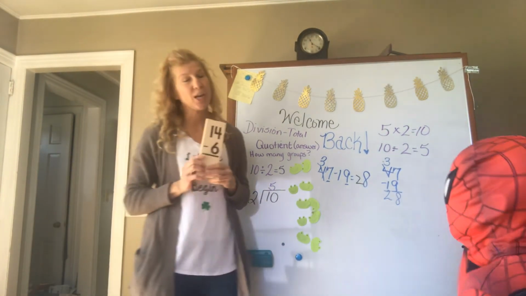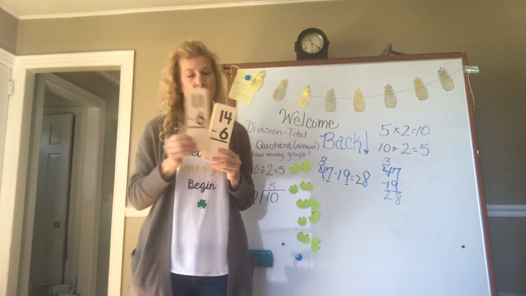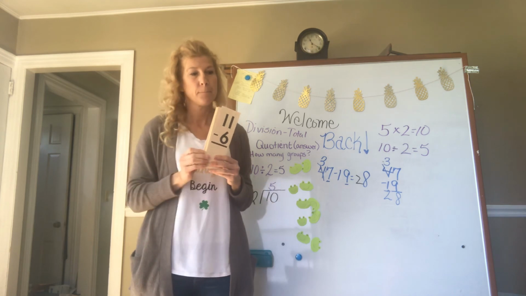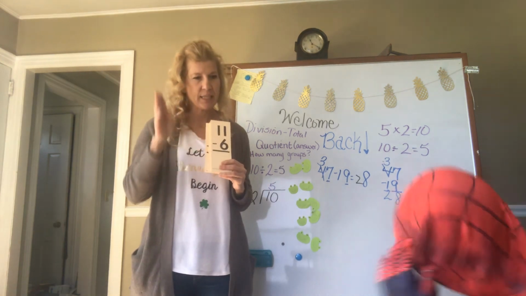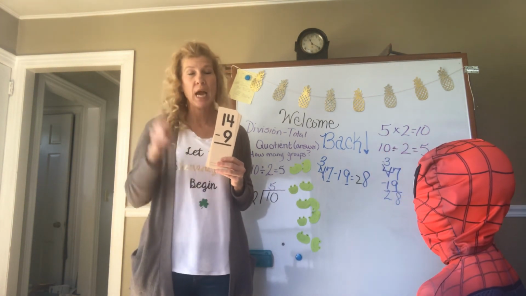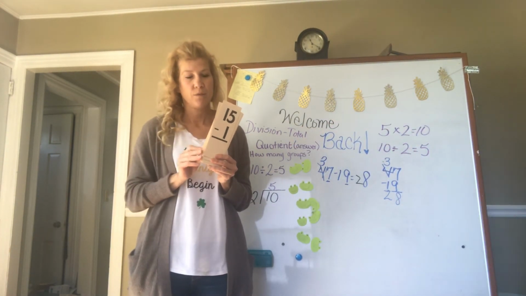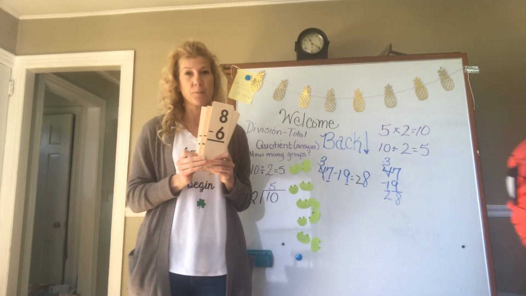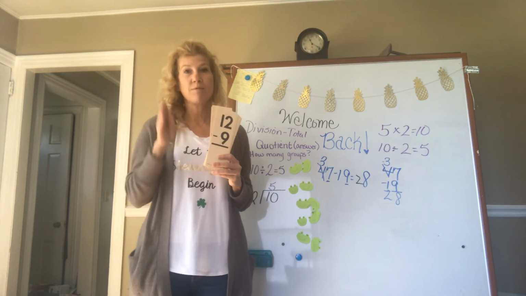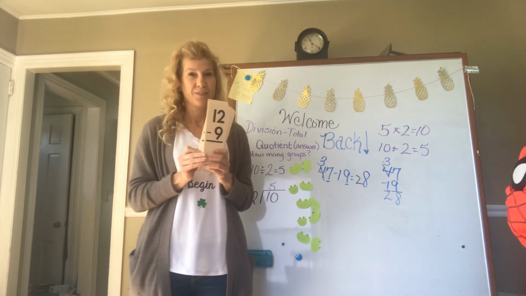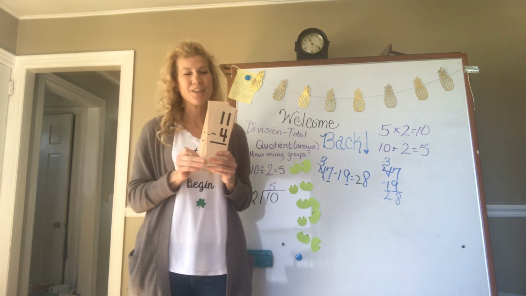So now we're going to do our subtraction. This is a little bit harder, but just remember how you say it. If you say it and try not to count backwards, that should help you. 11 minus 6 equals. Try not to count. Should say 5. 14 minus 9 equals 5. 15 minus 1 equals 14. 8 minus 6 equals 2. 12 minus 12 equals 0. 12 minus 9 equals 3. 11 minus 4 equals, good job, 7.